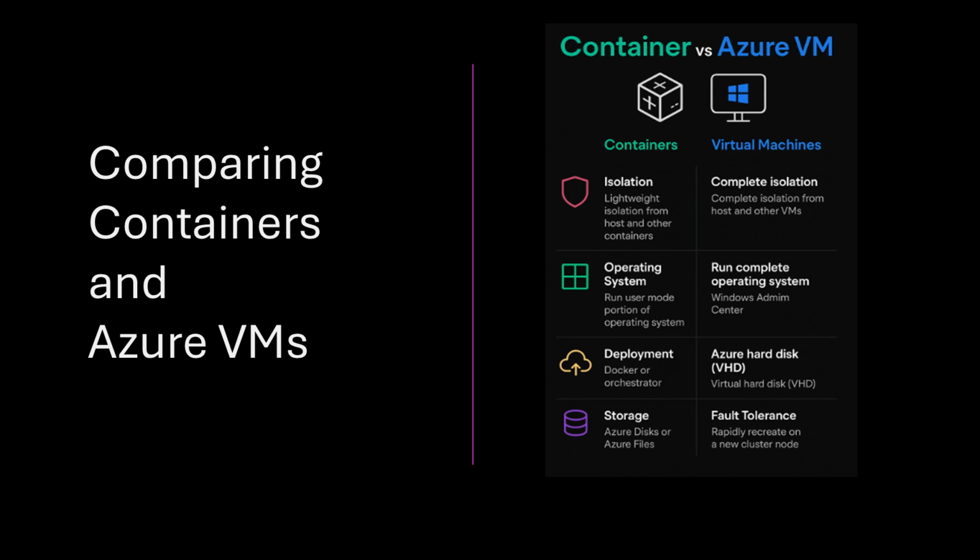Let's look at how containers and VMs compare across a few critical dimensions. When you use containers, you get lightweight isolation from the host and other containers, which makes them fast and efficient. However, keep in mind that this isolation isn't as strong as what a virtual machine offers. With a VM, you benefit from full separation. Each VM operates in its own environment with its own OS, which is crucial when security boundaries are a top priority.